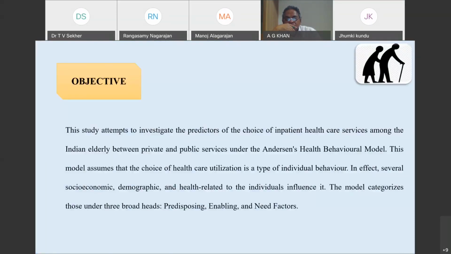Now I come to the objective of my paper. The study attempts to investigate the predictors or factors of the choice of inpatient healthcare services of the Indian elderly between private and public services under Andersen's health behavior model. This model assumes that the choice of healthcare utilization, public versus private, is a type of individual behavior. Several socio-economic, demographic, and health-related factors influence individuals to choose public versus private hospitalization. The model is categorized into 3 broad categories: predisposing factors, enabling factors, and need factors.